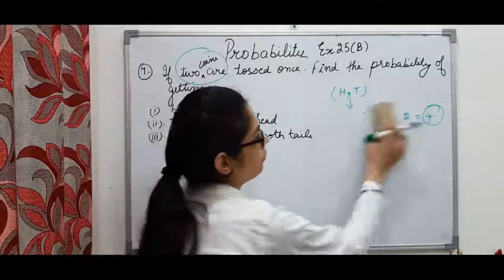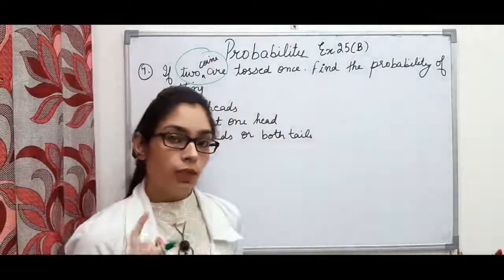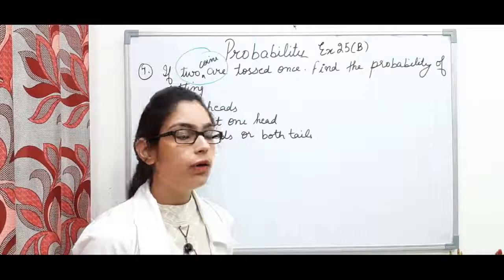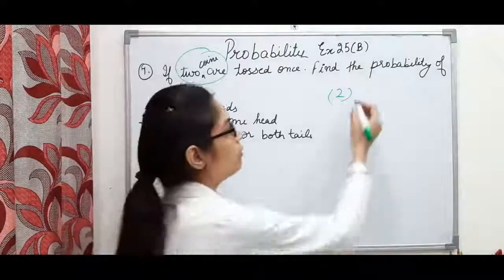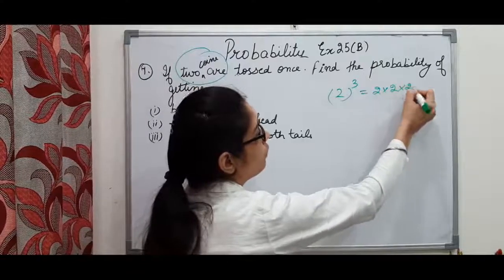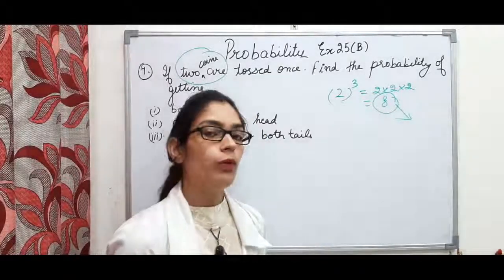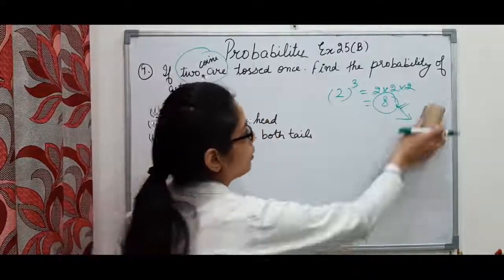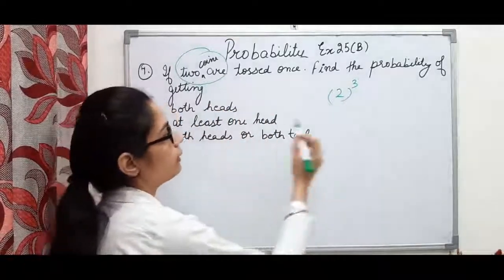The same goes if the coin is tossed 3 times. The total number of outcomes for 1 coin remains the same, either head or tail, so I will write 2. Now if the coin is tossed 3 times, I will write 2 to the power 3, which gives me 2 into 2 into 2, which equals 8. So the total number of possible outcomes, or total number of elementary events, both terms are the same, equals 8. In this way you can find the total number of outcomes of that experiment.